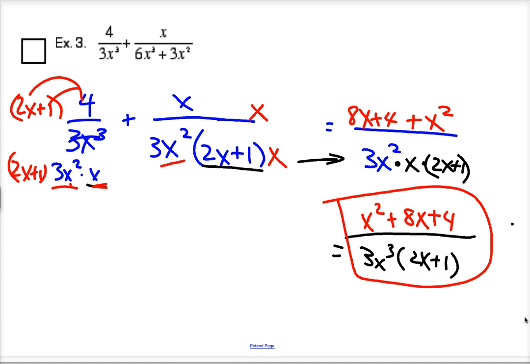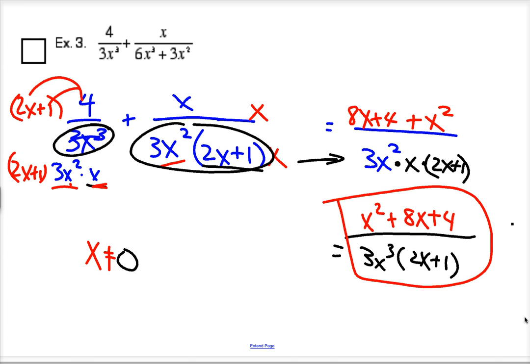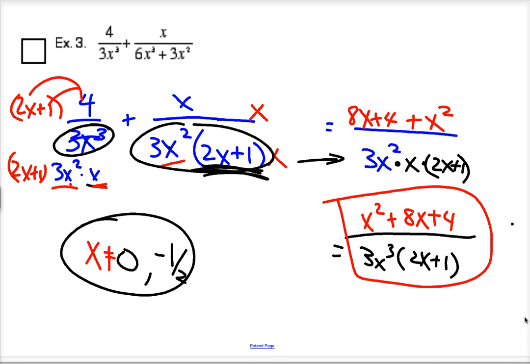I needed to put my restrictions. I haven't done that yet. X can't equal, going back to my factored part, here and here, X certainly can't be 0, because 3 times 0 cubed is 0, and so is 3 times 0 squared. But also X can't be right here negative a half. Subtract 1 divided by 2 and you get negative a half. So those are the two things that I could not plug in for X.